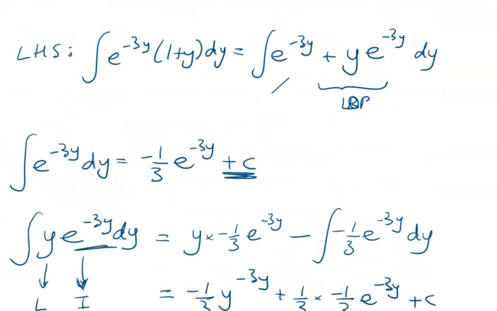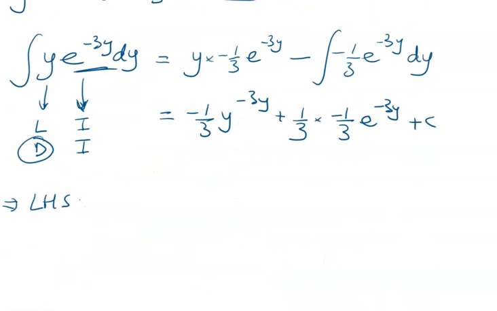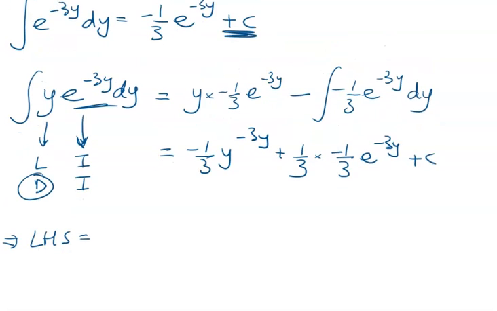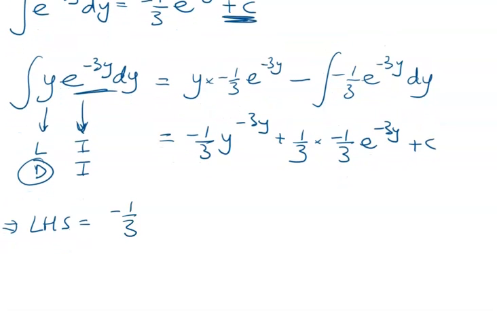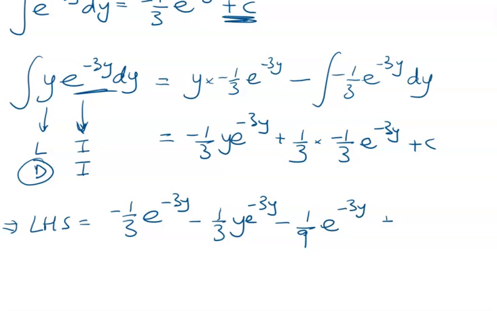So the left-hand side is the sum of those two integrals. We should have some brackets in here. So the left-hand side is equal to negative 1/3 e to the negative 3y minus 1/3 y e to the negative 3y, I've lost an e in there, sorry about that, there, it's come back, minus 1/9 e to the negative 3y plus c.